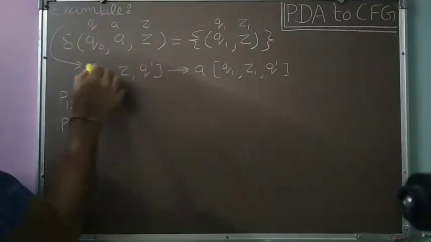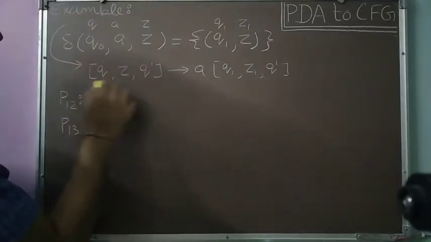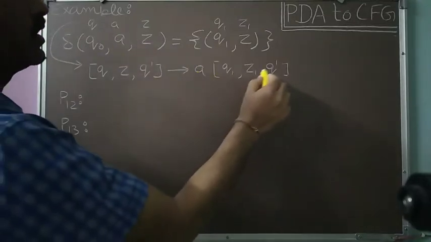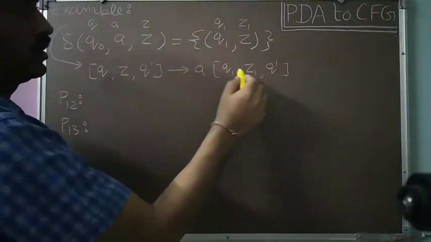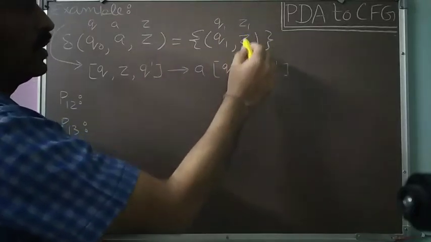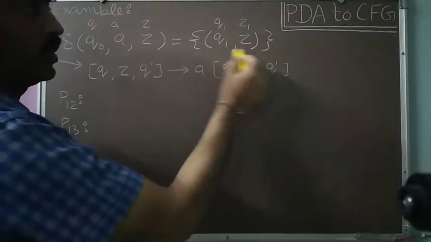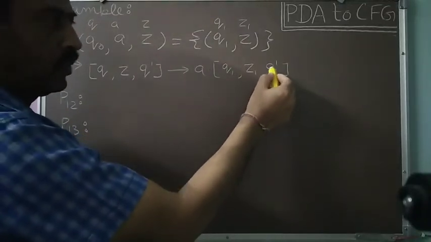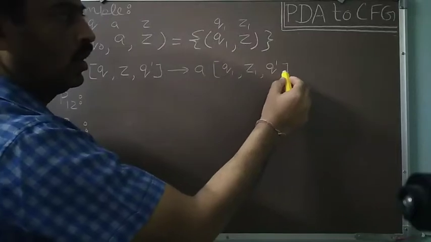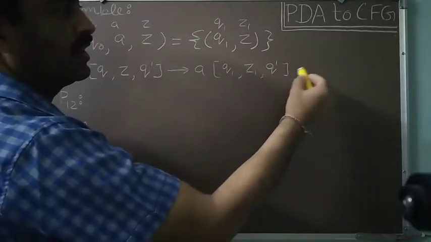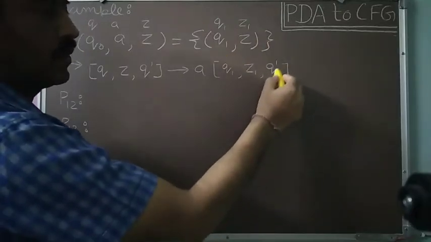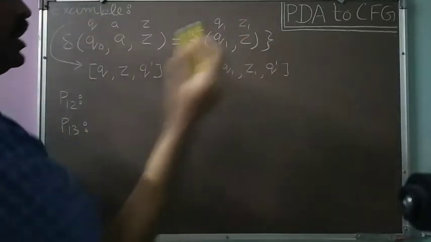Now it will induce the transition productions of the format [Q Z Q'] to A, then [Q1 Z1 Q']. Because we are writing only one symbol, only one triple will come. So this is the first as well as the last triple, and Q' will come in it. We will not go to Q2, because that would mean we have a second triple also. So we will have only one triple, the first and the last one. So we will write Q' here.